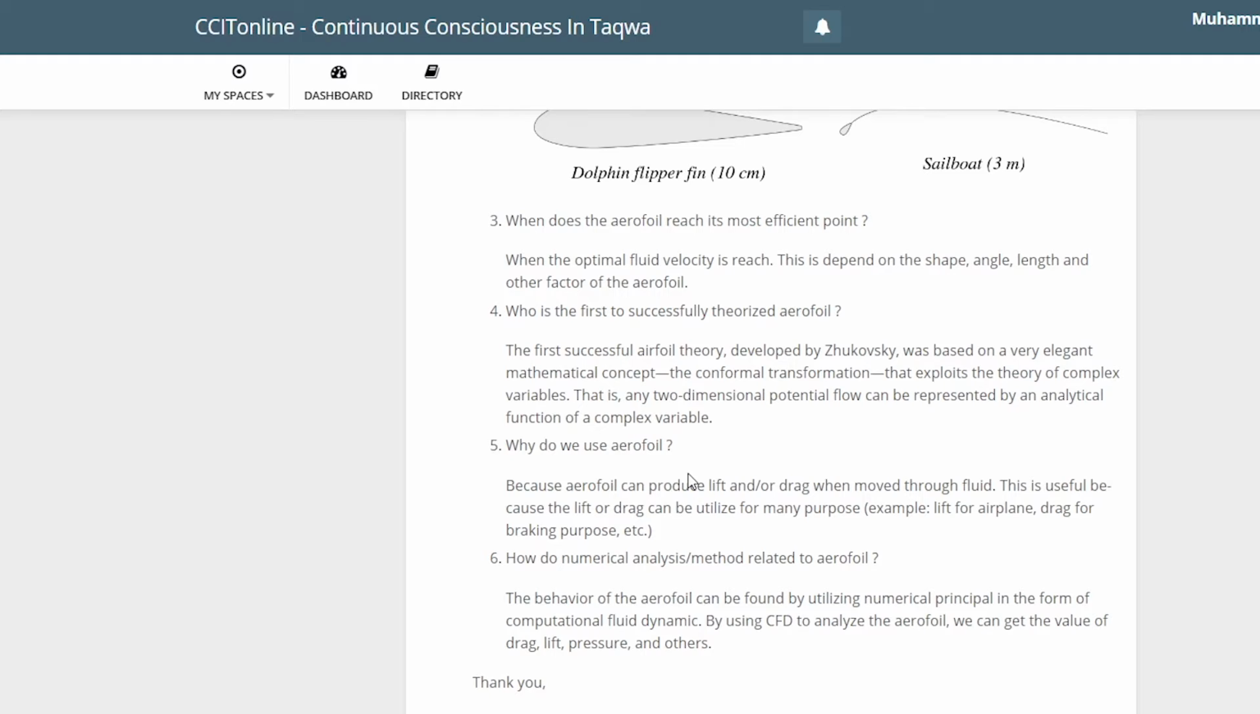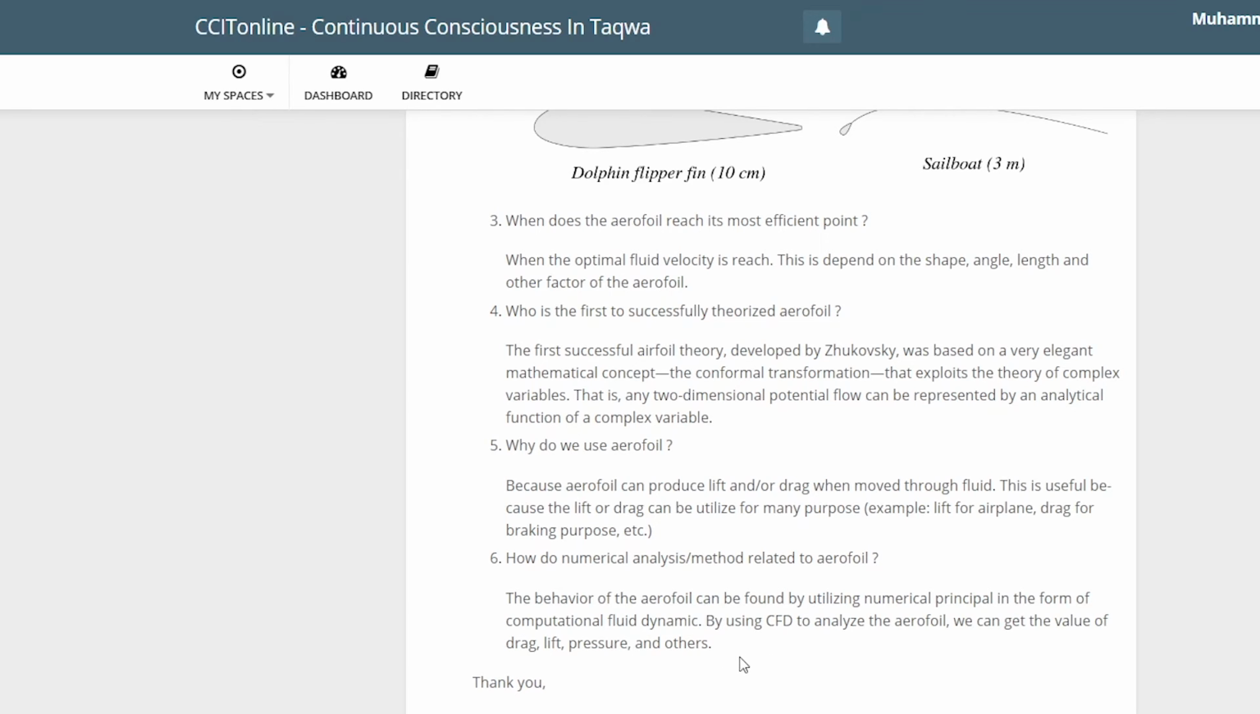The next question is, why do we use aerofoil? Basically, because aerofoil can produce lift and/or drag when moved through fluid, it can be useful because we can utilize lift or drag for many purposes. For example, lift force for the airplane to fly, and drag force for braking purposes on a car maybe, or the airplane itself.